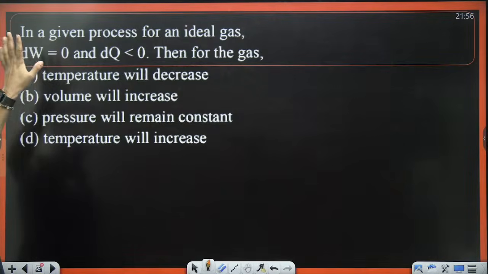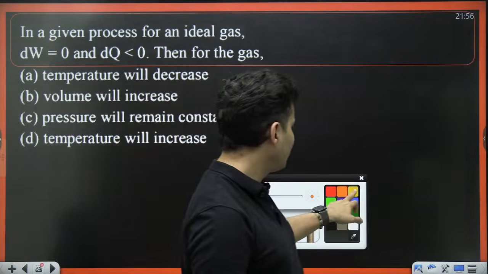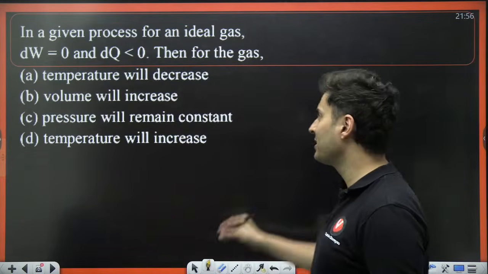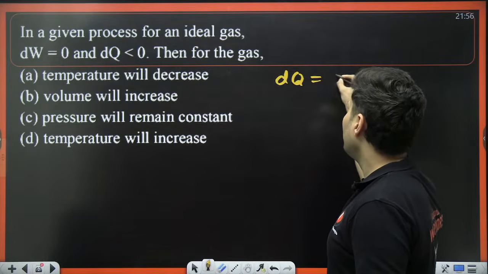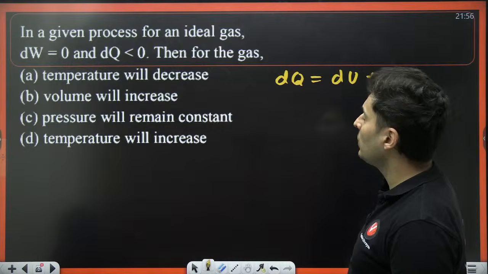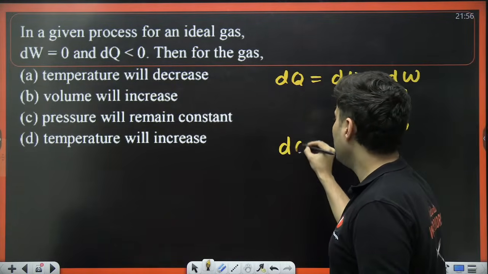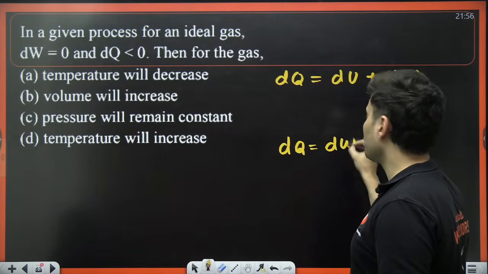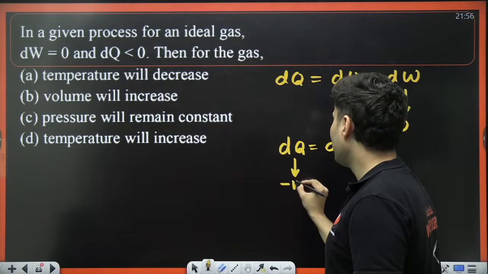Next question. The work done is 0, dQ is negative. Then the temperature will decrease, volume will increase, pressure will remain same, or temperature will increase. Again, I feel this is based on your first law of thermodynamics. So, for small changes, dQ will be dU plus dW. Now, what is given to be 0? Work done. So dQ will be dU. Now, dQ is given to be negative.